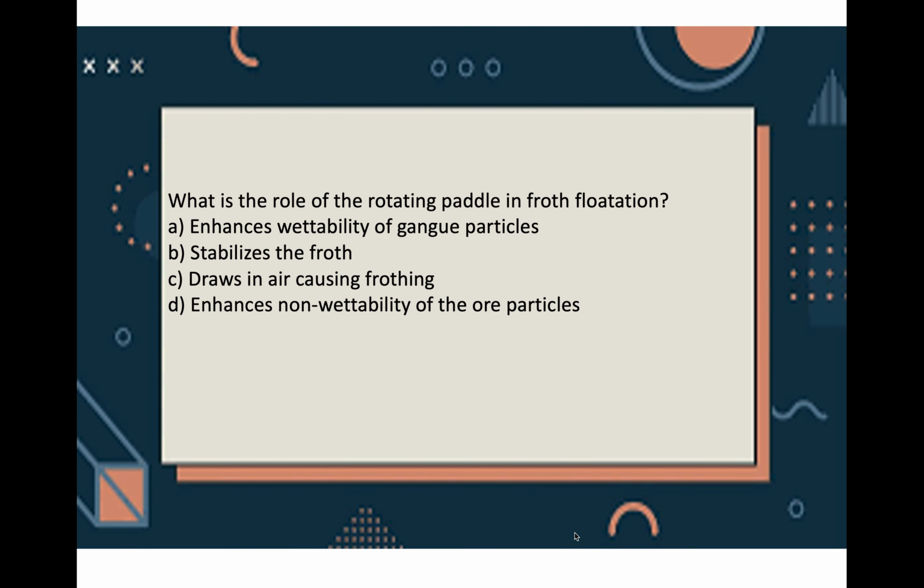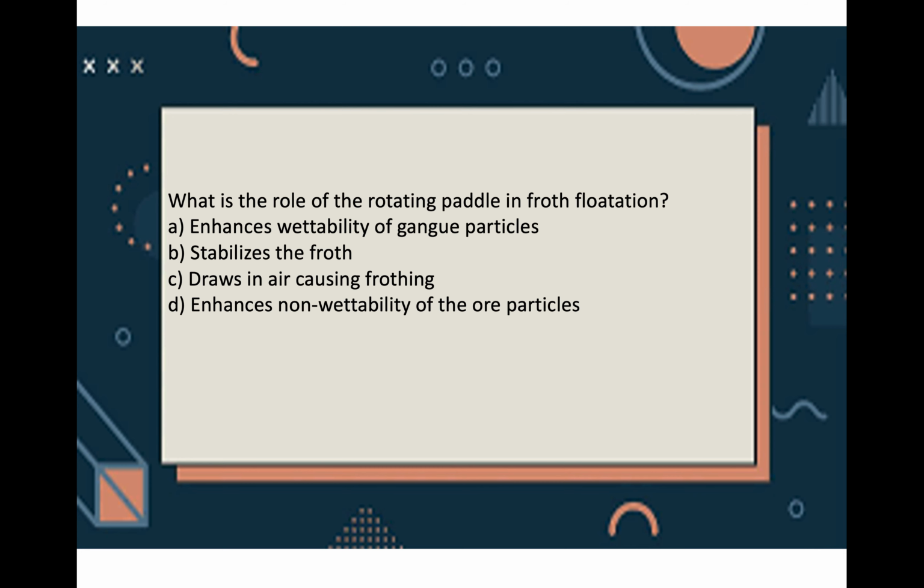Okay, what is the first question? What is the role of rotating paddle in flotation? So if you remember, we have already learned in detail about flotation, magnetic separation, all these processes. We learned concentration of ores and everything in metallurgy, different processes we have learned already and have uploaded all these things in my previous sessions. Okay, so what is the role of rotating paddle in flotation? We have got 4 choices. A is enhances wettability of gangue particles, B stabilizes the froth, C draws in air causing frothing, D enhances non-wettability of the ore particles. So what is the correct option?